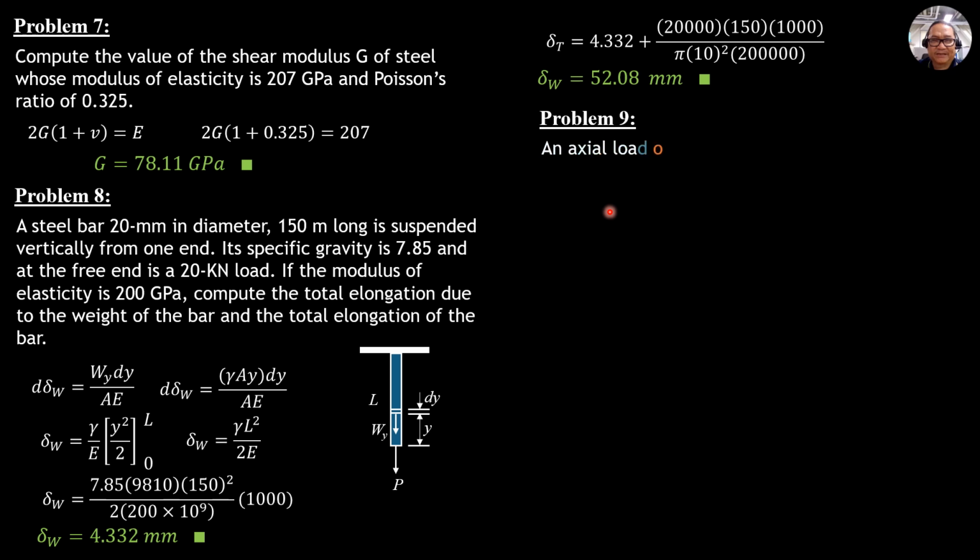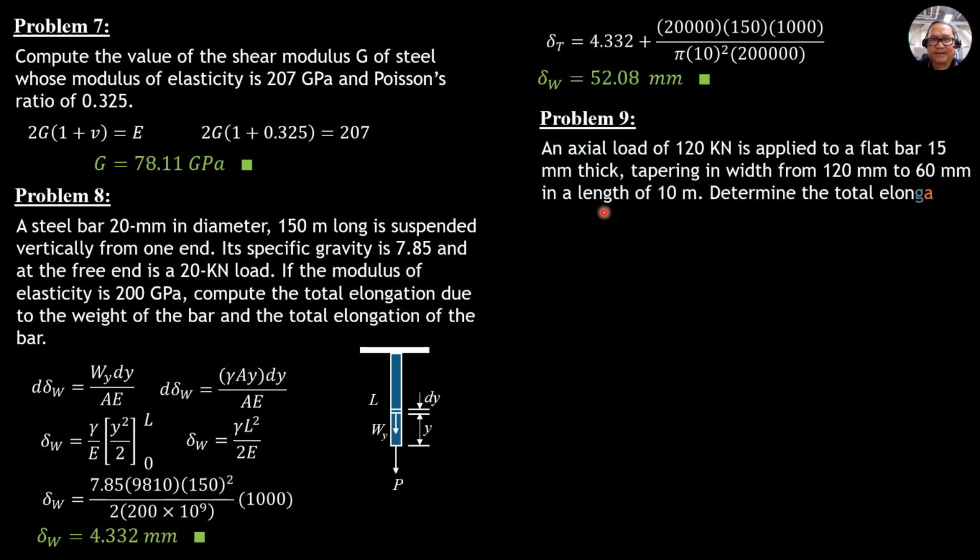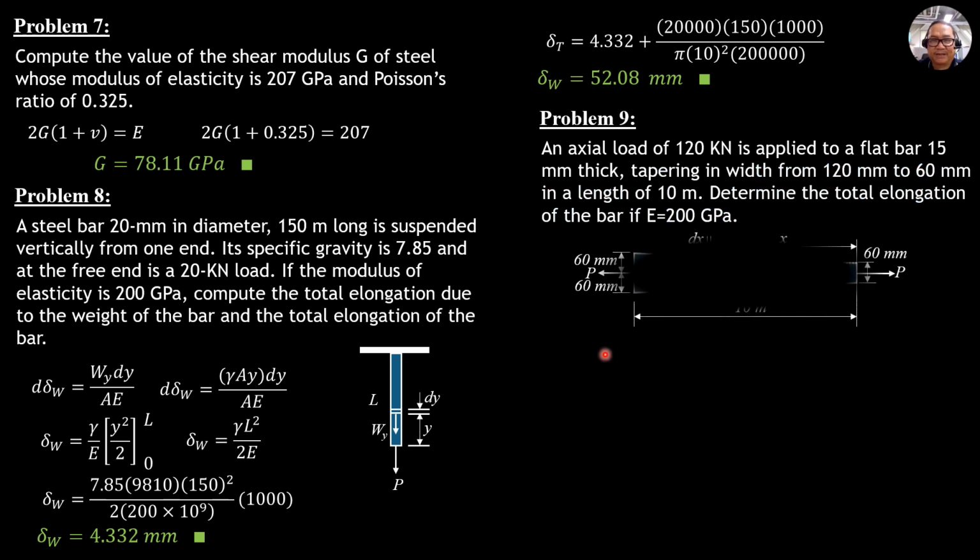For the next problem, an axial load of 120 kilonewtons is applied to a flat bar 15 mm thick, tapering in width from 120 mm to 60 mm in a length of 10 meters. Determine the total elongation of the bar if E is 200 gigapascals. This has a varying cross-sectional area, so we apply integral calculus to solve for the total elongation of the tapering bar.